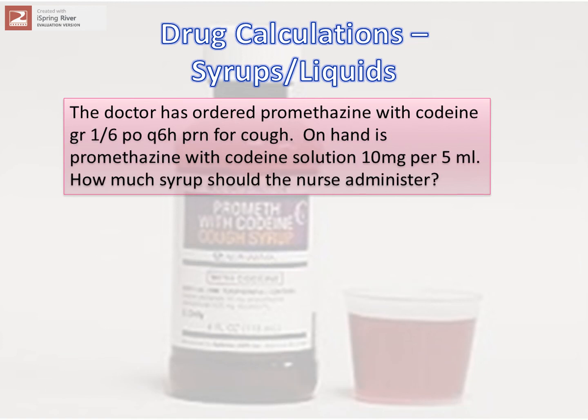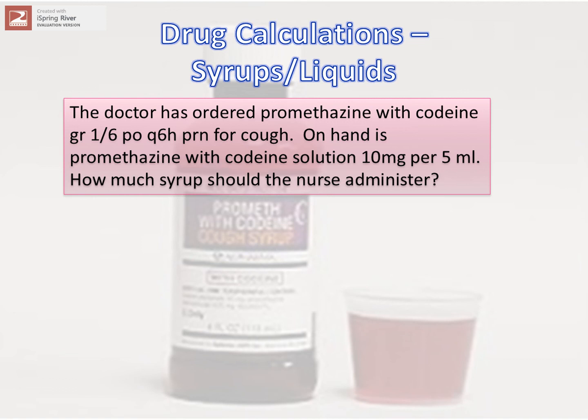The doctor has ordered promethazine codeine, 1/6 grain, PO Q6 hours, PRN for cough. Again, PO Q6 hours, PRN for cough. We don't care about any of that. On hand is promethazine with codeine solution, 10 milligrams per 5 milliliters. How much syrup should the nurse administer?